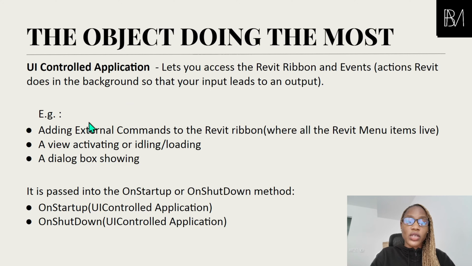It's able to add external commands to the Revit ribbon. So for today, we're going to be including our hello world command in the ribbon. It's able to create things that control when a view is activating or idling away. So like when your Revit is kind of just loading, that's the UIControlledApplication at work there. And it also controls a dialog box popping up when you click on something. So it's going to be a very interesting object to explore. It is also passed into the OnStartup or OnShutdown method. So this is exactly how it's going to look when we implement it in Visual Studio.